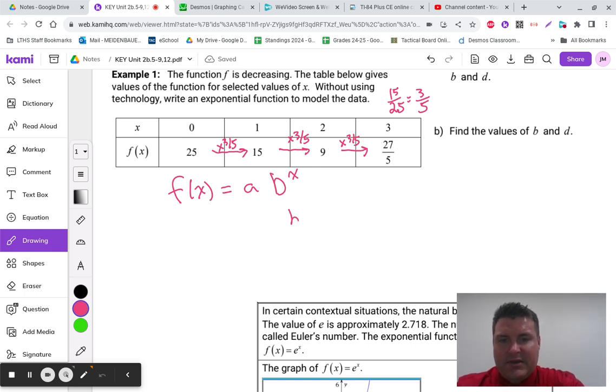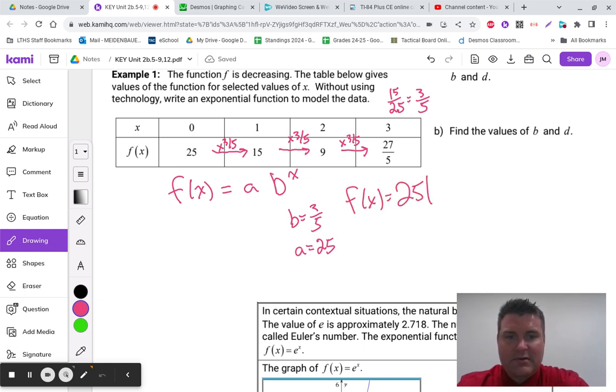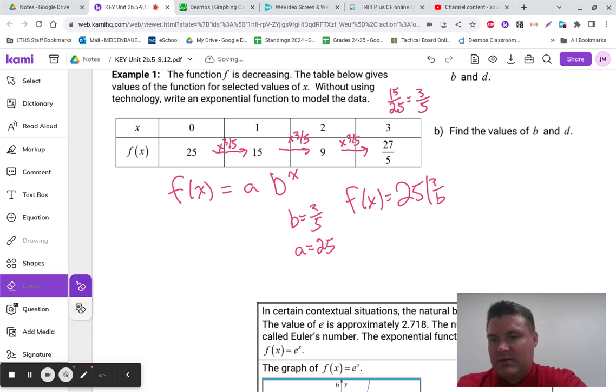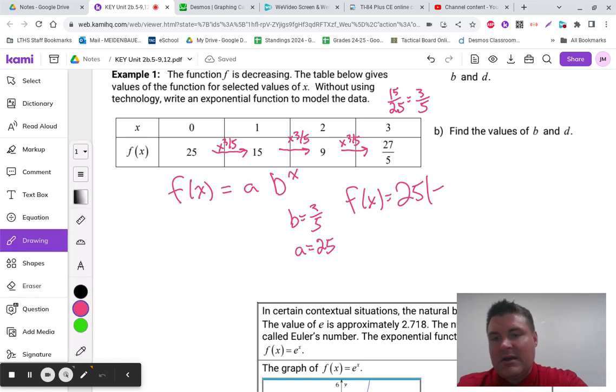So my b value is 3/5, and my a value is my initial, which is when x equals 0. So great, I have that, which is 25. So my answer for this one is f of x equals 25 times, why did I write b? B almost looks like a 5 the way I wrote it. 3 over 5, all to the x.